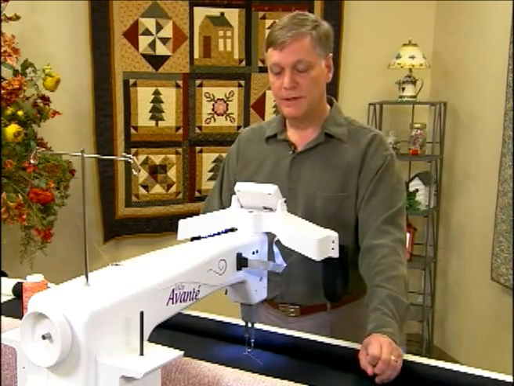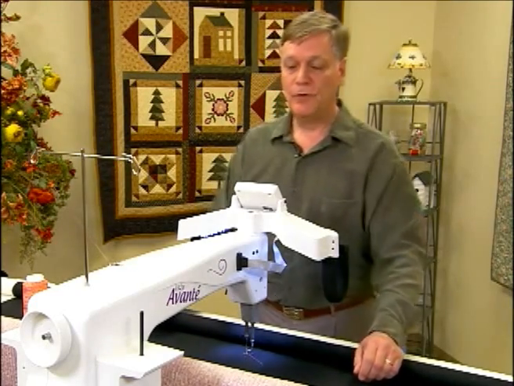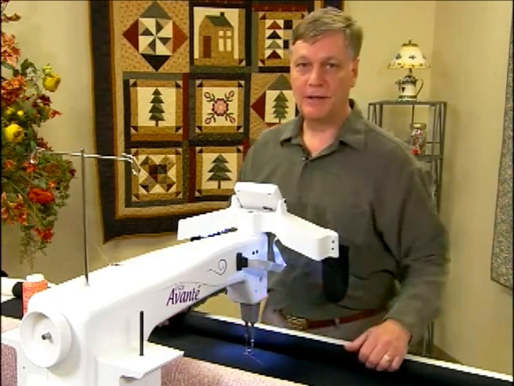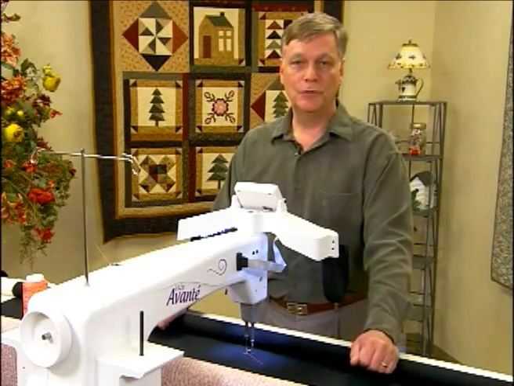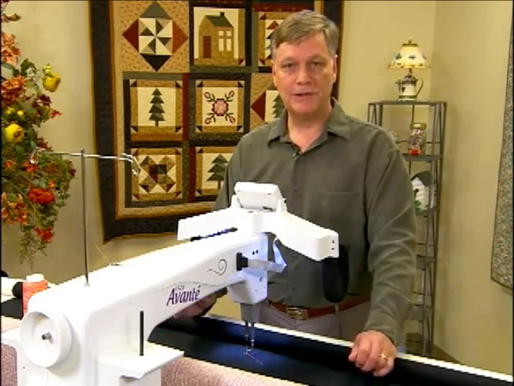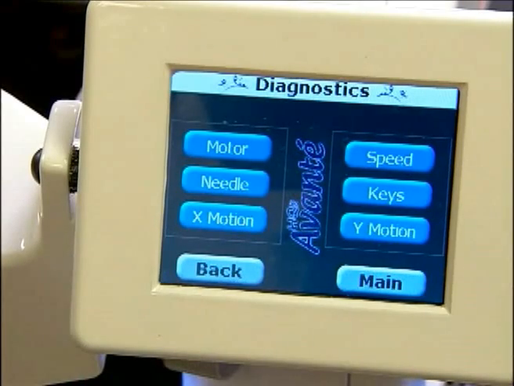Again, the X motion would be for the carriage encoder at the back of the machine. The Y motion would be for the encoder that is attached to the machine. Make sure that your cables are not interfering with the motion of the wheels on your machine.